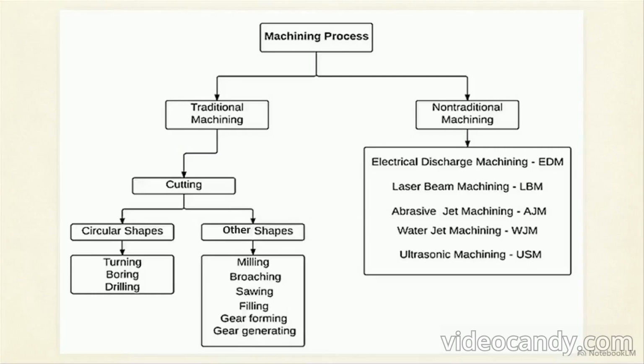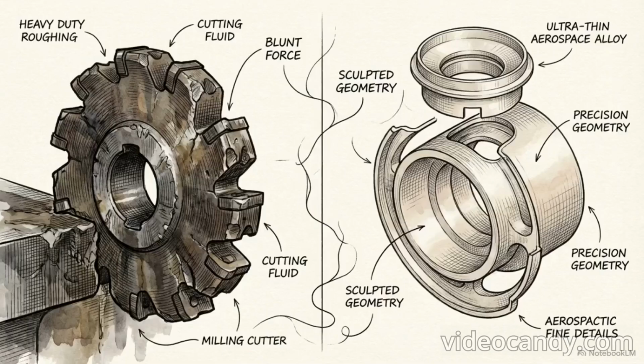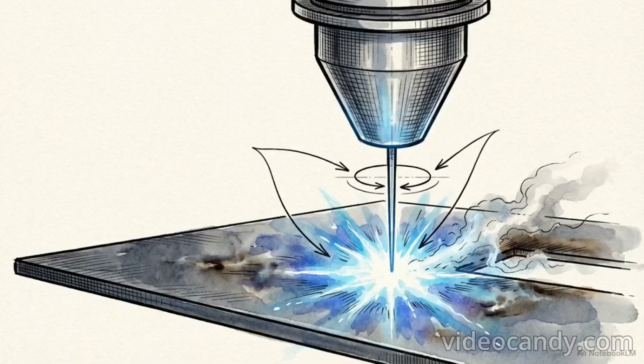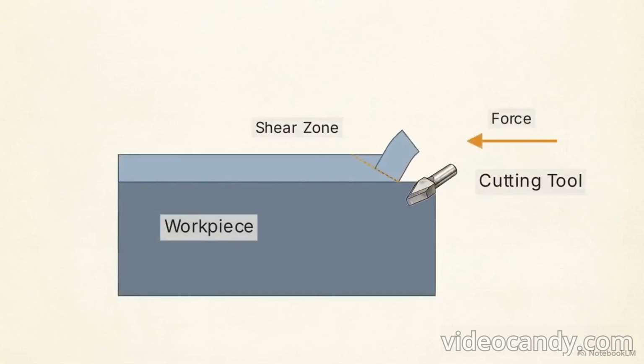On the right side, we find non-traditional machining. These are advanced techniques like electrical discharge machining, or EDM, which use non-contact erosion instead of physical force. Mastering manufacturing requires understanding this split. You have to know exactly when to rely on the blunt physical force of a cutter and when to use directed energy to sculpt a part.